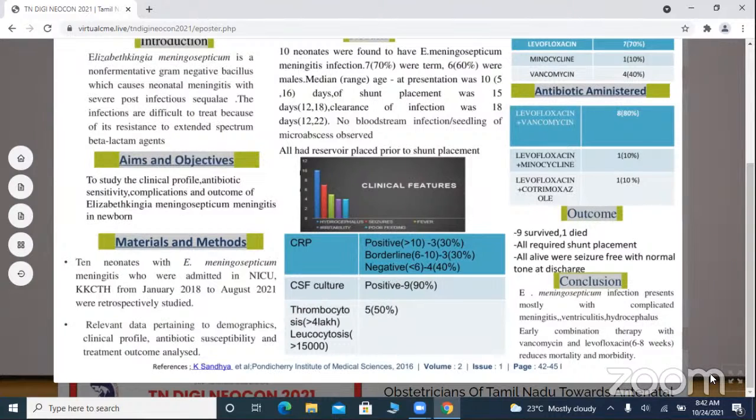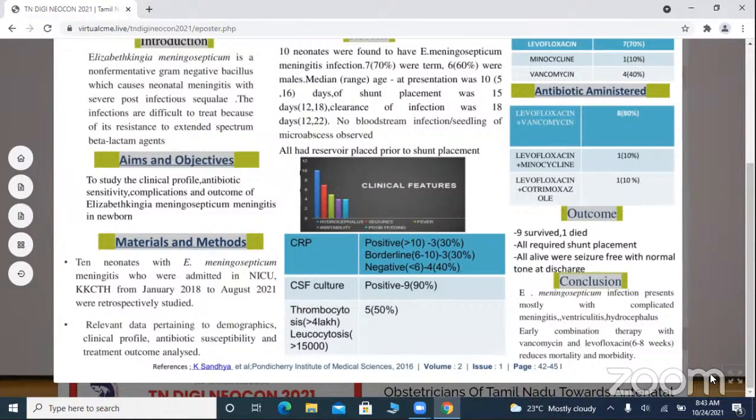And 8 of them had seizures requiring more than 2 anti-epileptic drugs. And fever was present in 7, that is 70%, irritability in 5, and poor feeding noted in 4 of them. So these are the clinical features that we observed in this meningitis.